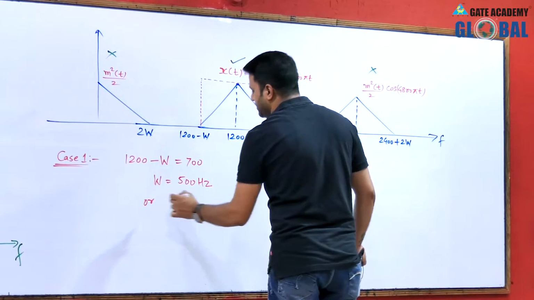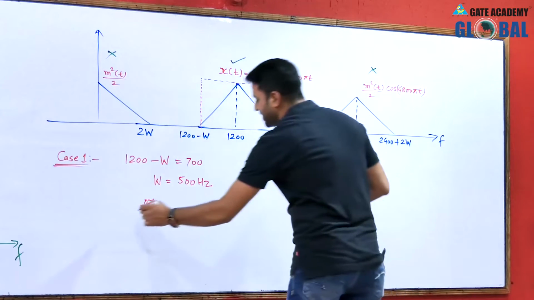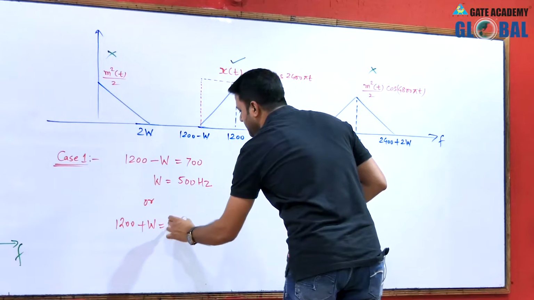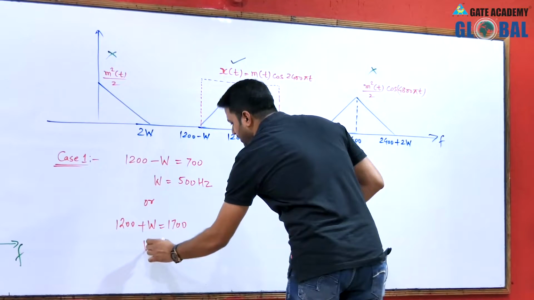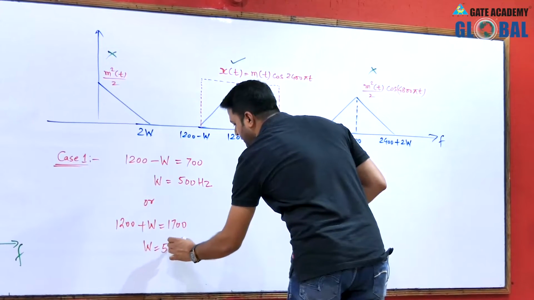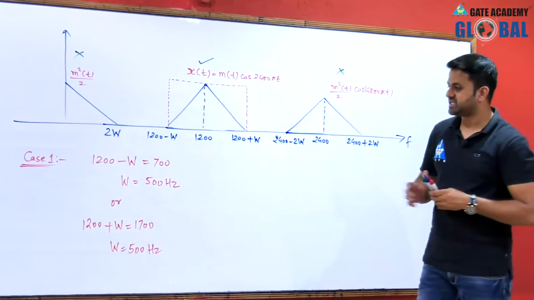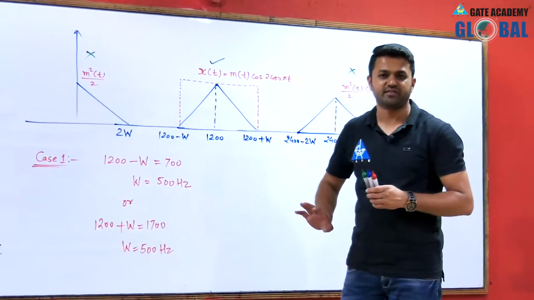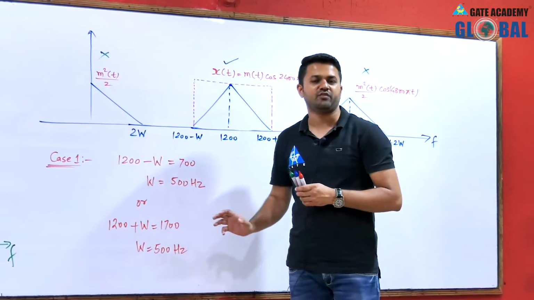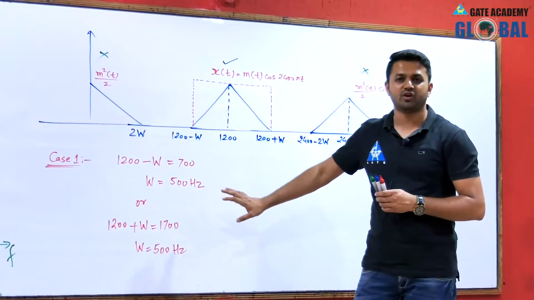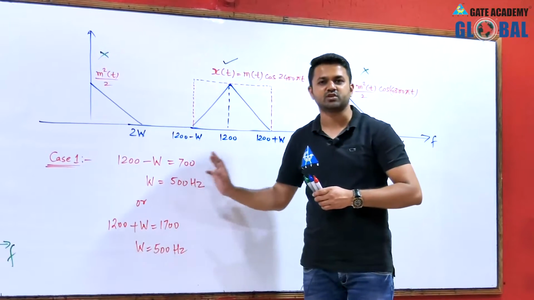Or I can also equate it: 1200 plus W should be equal to 1700, and from here W is equal to 500 Hertz. So first I can think like this, and I get the value of 500. Now I have to check whether this value of W is correct or not.